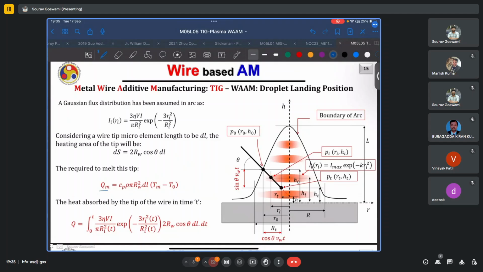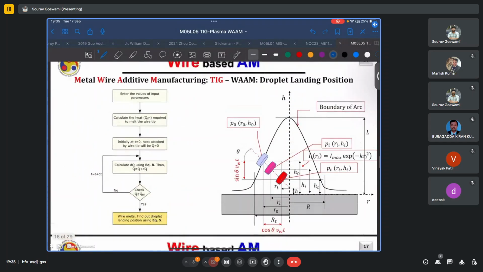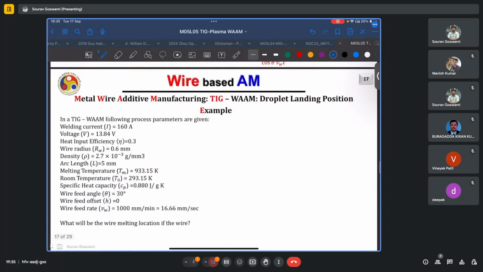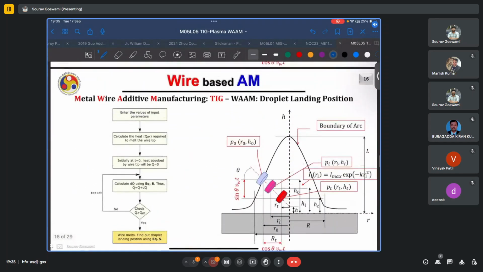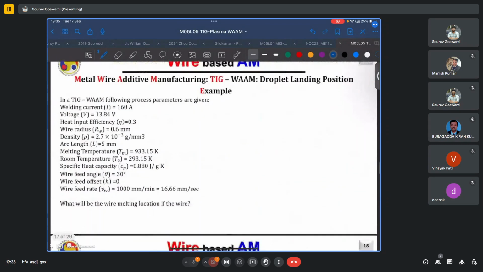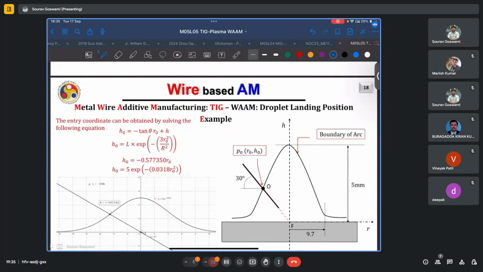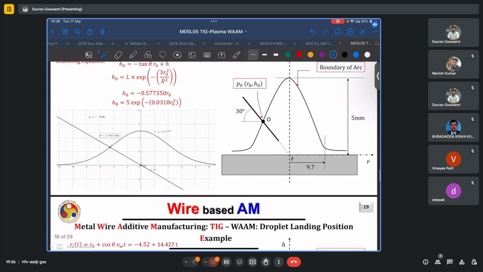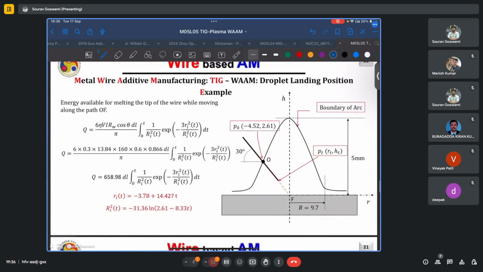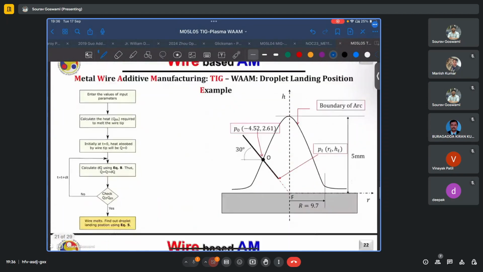and to find out how long it will take for the wire to acquire this energy, and what distance that segment of wire would have traveled inside the plasma during that time. We perform these further calculations and end up with the expressions. One of the examples has also been solved here. I'll not go into details of it in the interest of time. The landing position has also been calculated.